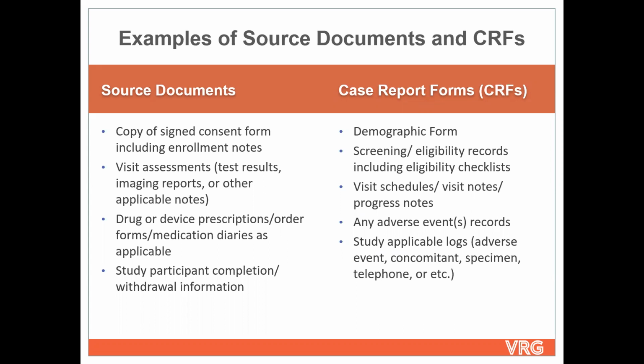Case report forms, for example, would be a demographic form. This may capture the participant's gender and age, and that would be taken from information that's actually on a source document in their EMR. Any progress notes that are in the EMR may be transcribed onto a CRF. And again, any progress notes may indicate information about a side effect. Again, that would be put onto what we call an adverse event record.